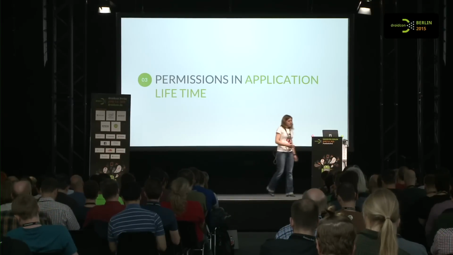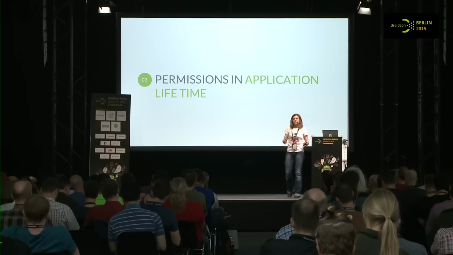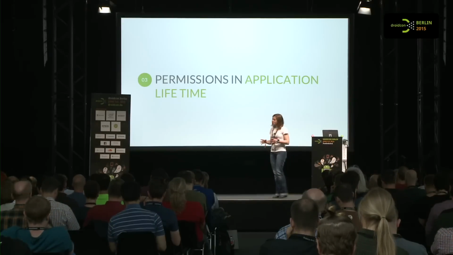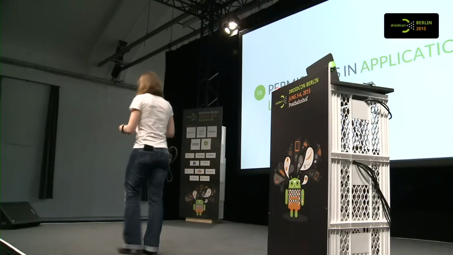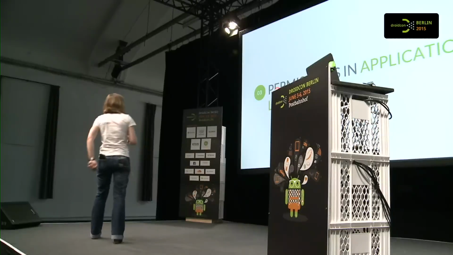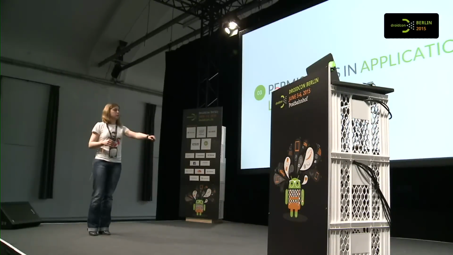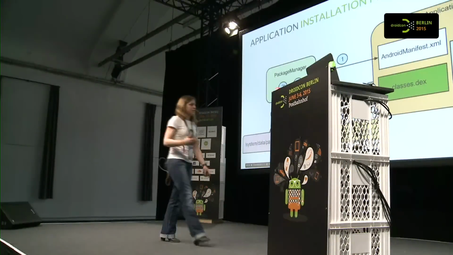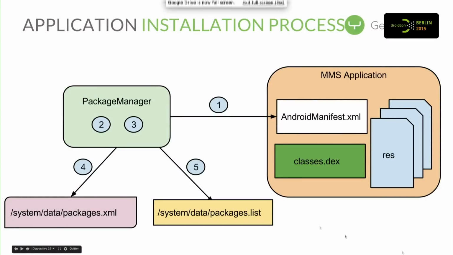So we see that everything is managed by UID and GID, but what happens in the lifetime of your application? First of all, of course, the first thing you want to do is install it. For example, an MMS application: when the package manager installs it, the first step is to parse the Android manifest XML just to see what permissions the application needs.